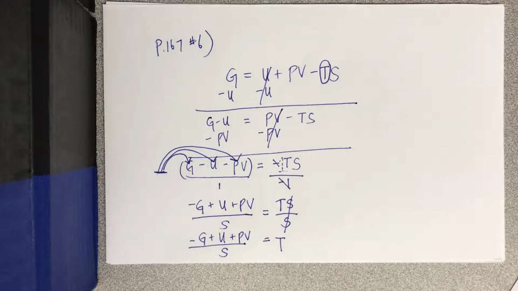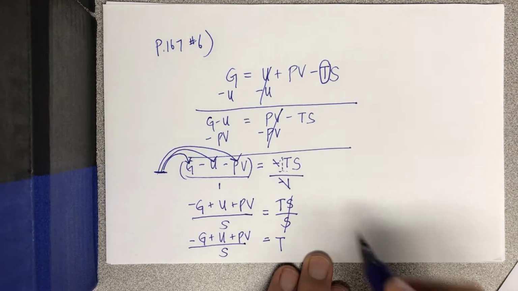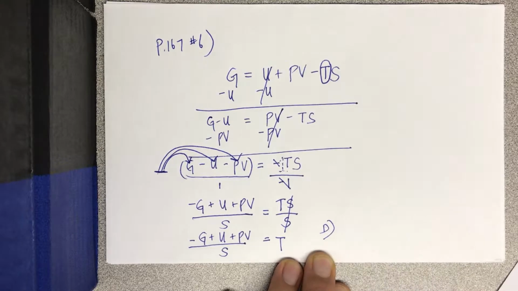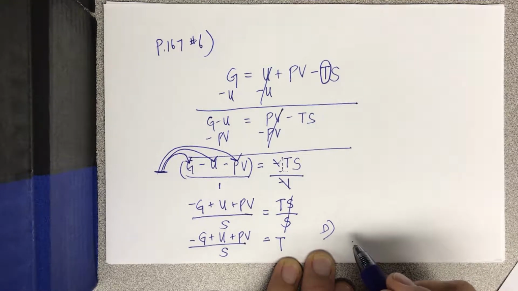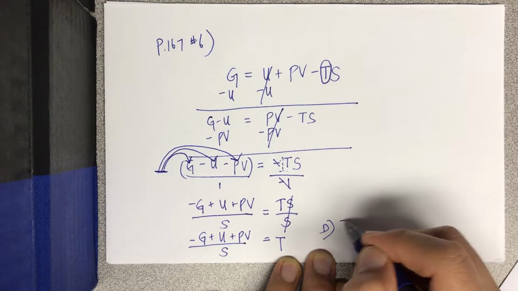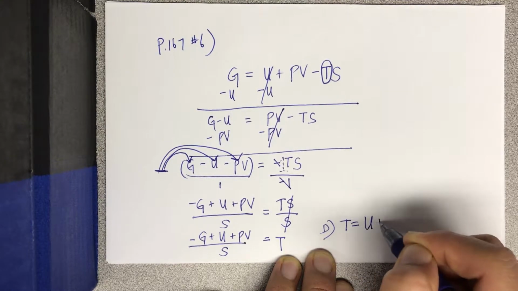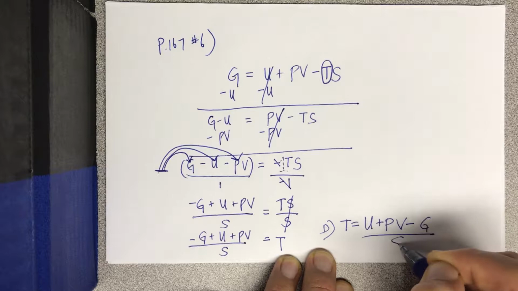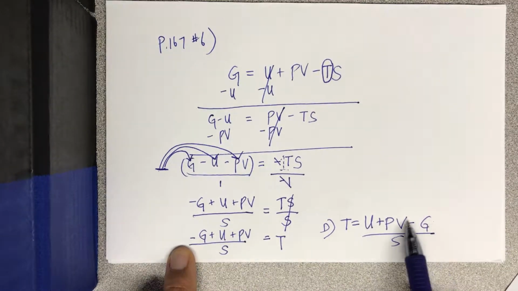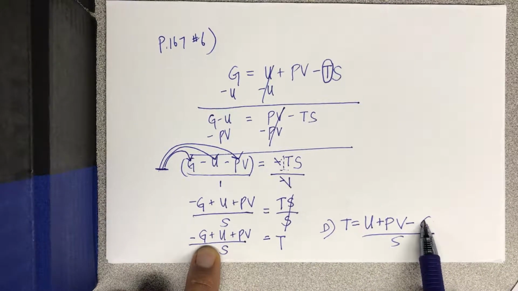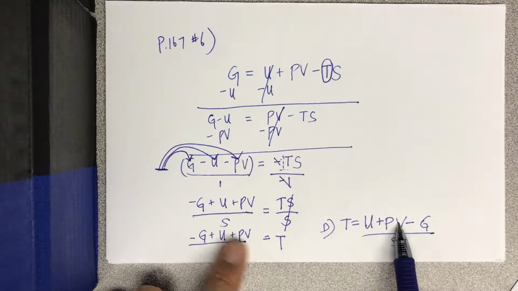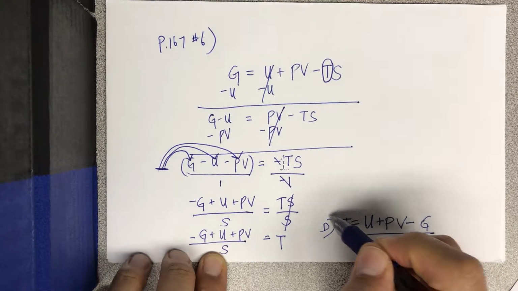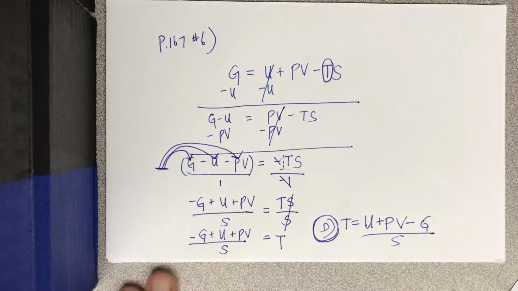And if you look at your answer choices, they may not be in this exact order, but as long as it is correct, if you look at answer D, it says T equals positive U plus positive PV minus G over S. That's the exact same thing. The negative G is right here and right here. Positive U, positive PV over S. So D is the answer.